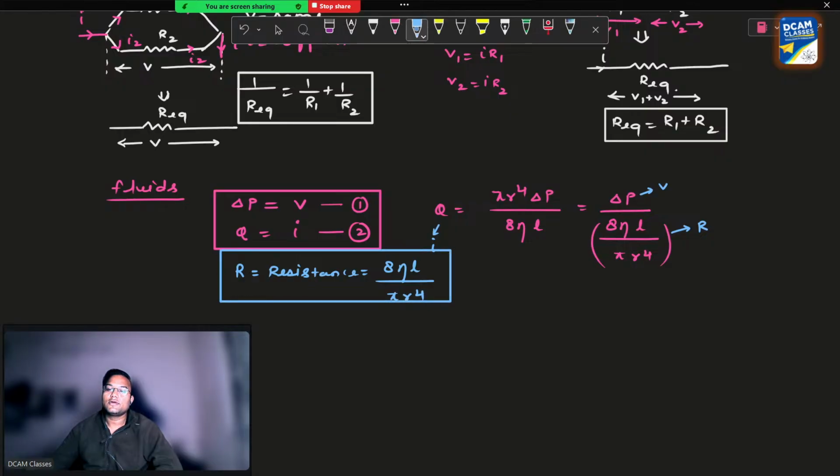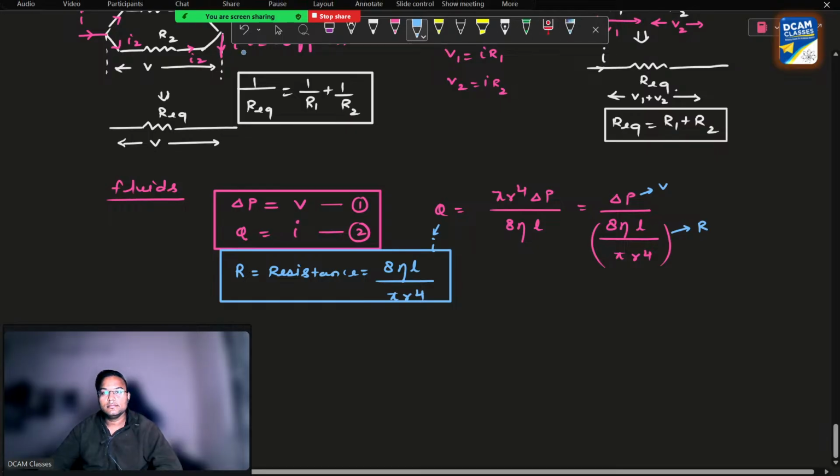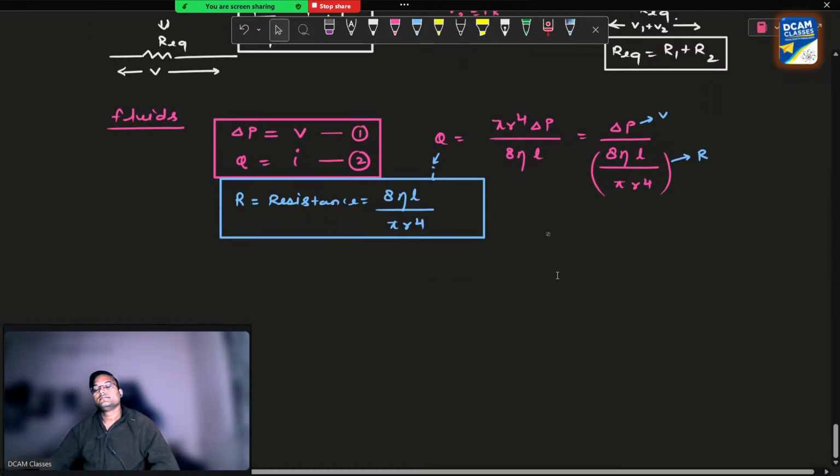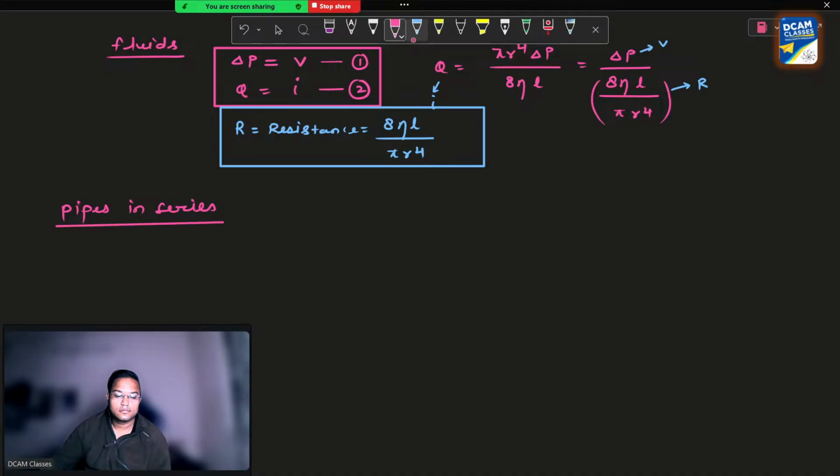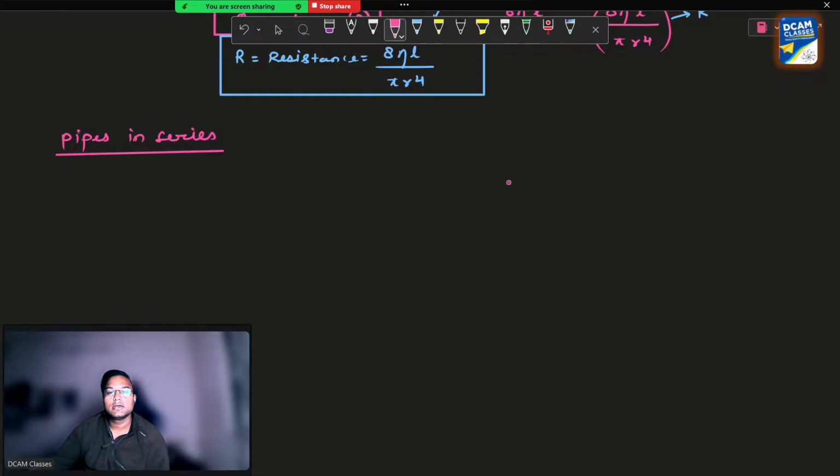Able to understand with this what I'm doing? Till now you understood or not? Don't worry, I'll give you questions also. Achha, 1 minute is only remaining. Now I'll give you two concepts. One is pipes in series, and let me continue pipes in parallel in the next class. So A is pipes in series, B is pipes in parallel.